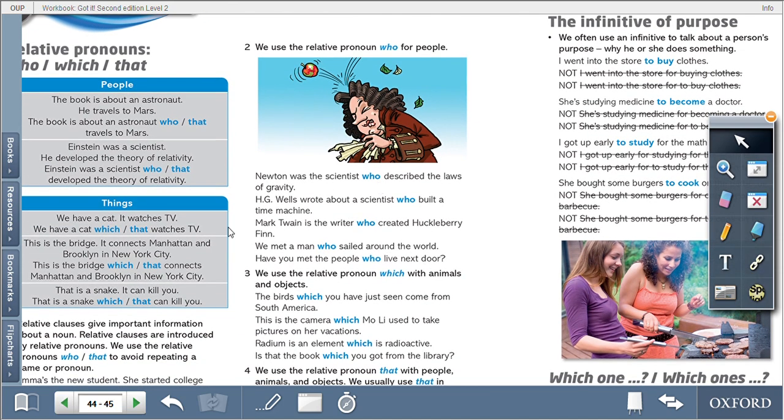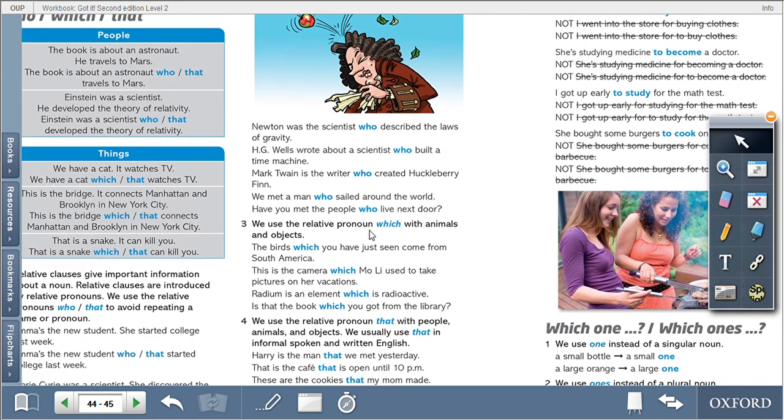Then we have, I don't know, Mark Twain is the writer who created Huckleberry Finn. Right? Who, ¿por qué? Porque estamos hablando de Mark Twain. Finally, we have this. Have you met the people who live next door?